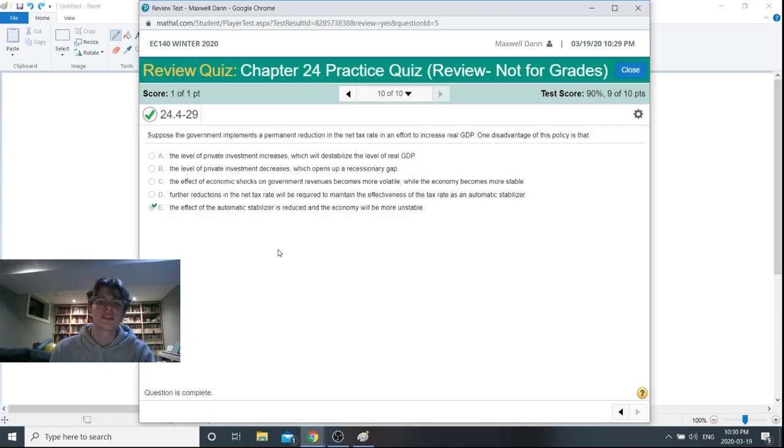And last one, we talked about this already, tax being an automatic stabilizer. If we reduce it, or permanently get rid of it, then the automatic stabilizer is reduced and the economy becomes more unstable.